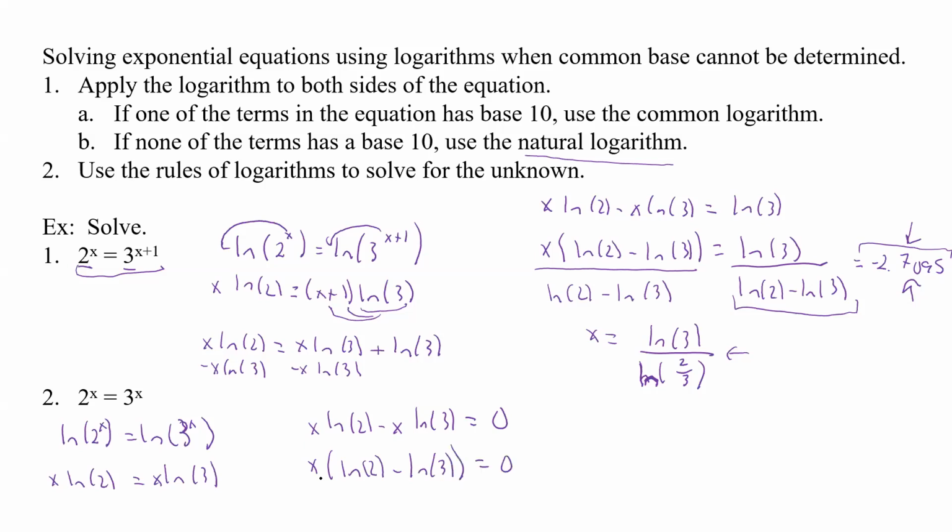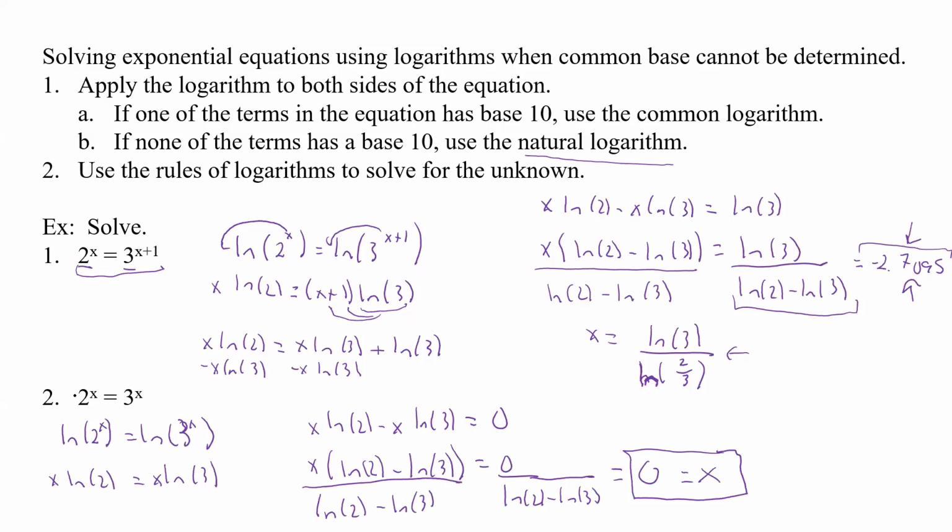Now I want to divide, so if I divide both sides by that whole thing, ln of 2 minus ln of 3, well, what does 0 divided by anything give you? Well, that's 0. So that's what my x is equal to, is just 0.